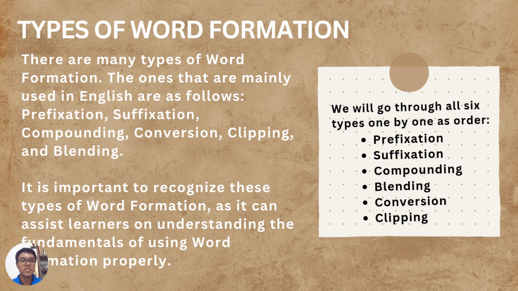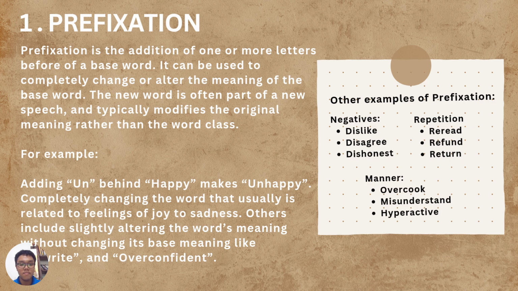So, let's get to the types of word formation. There are many types of word formation. The main ones are these six, which are prefixation, suffixation, compounding, blending, conversion, and clipping. It is important to recognize these types of word formation as it can assist learners in understanding the fundamentals of using word formation properly.